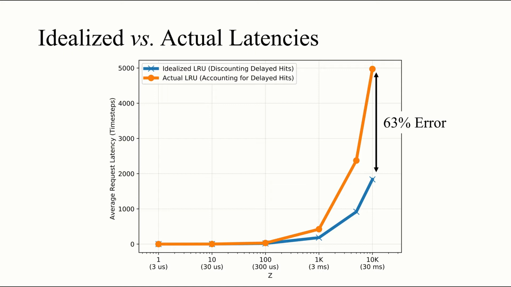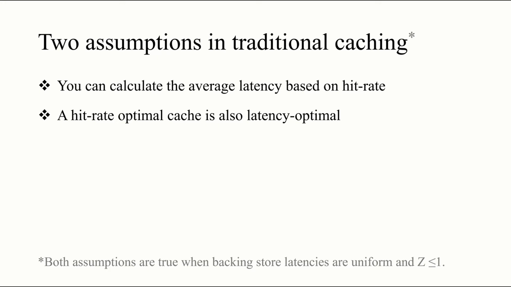So we find that delayed hits subvert expectations of traditional caching models and simulators. And also, they make hit rate derived estimates of latency extremely unreliable. So it turns out that you can't rely on average latency computed using the hit rate. Let's look at the second claim. A hit rate optimal cache is also latency optimal.